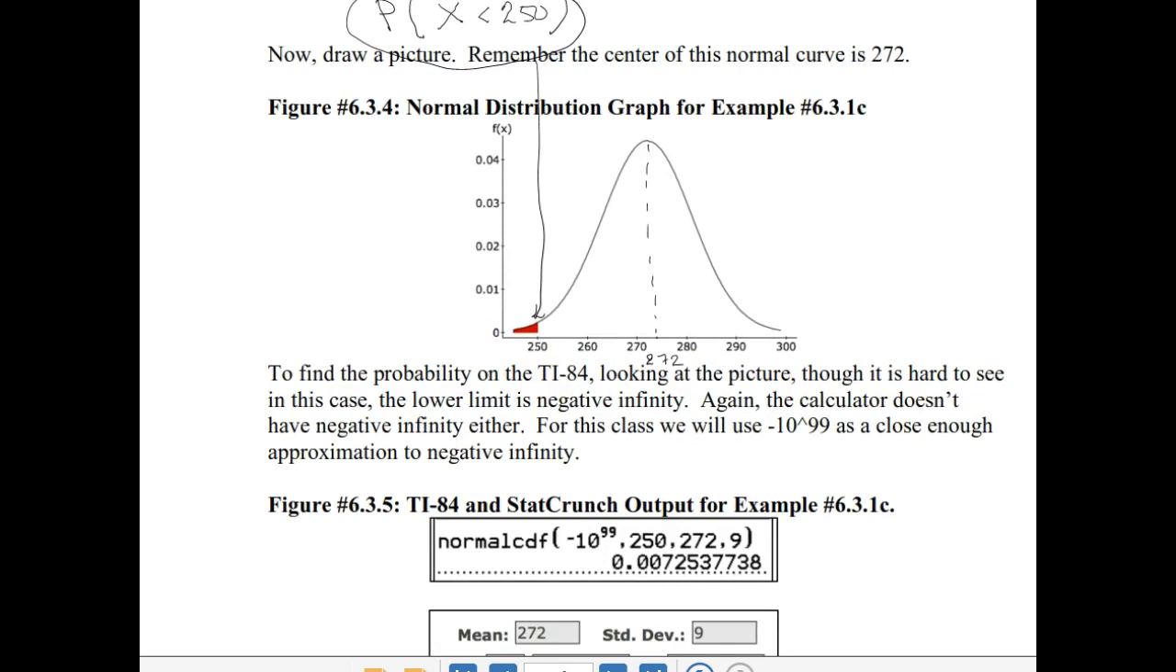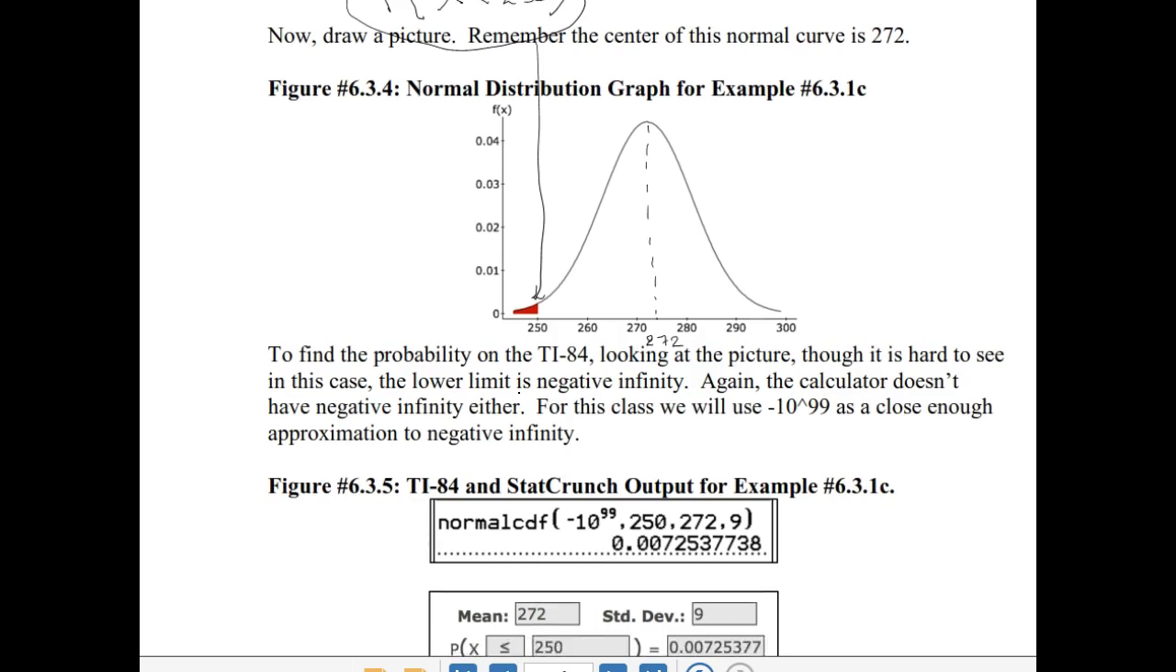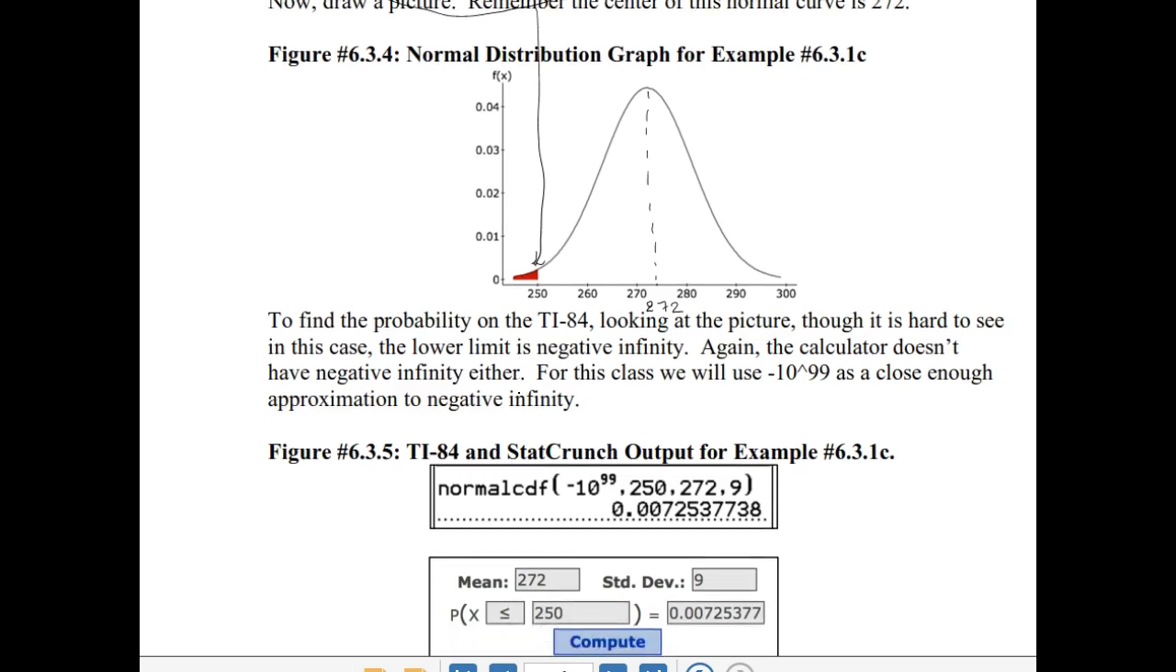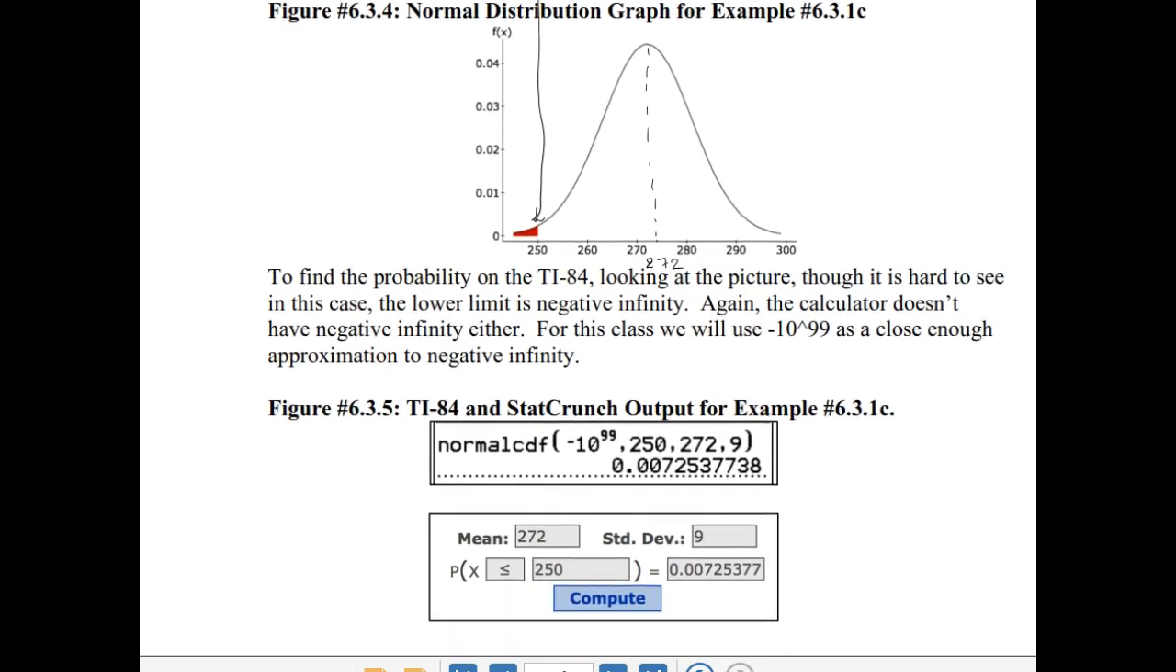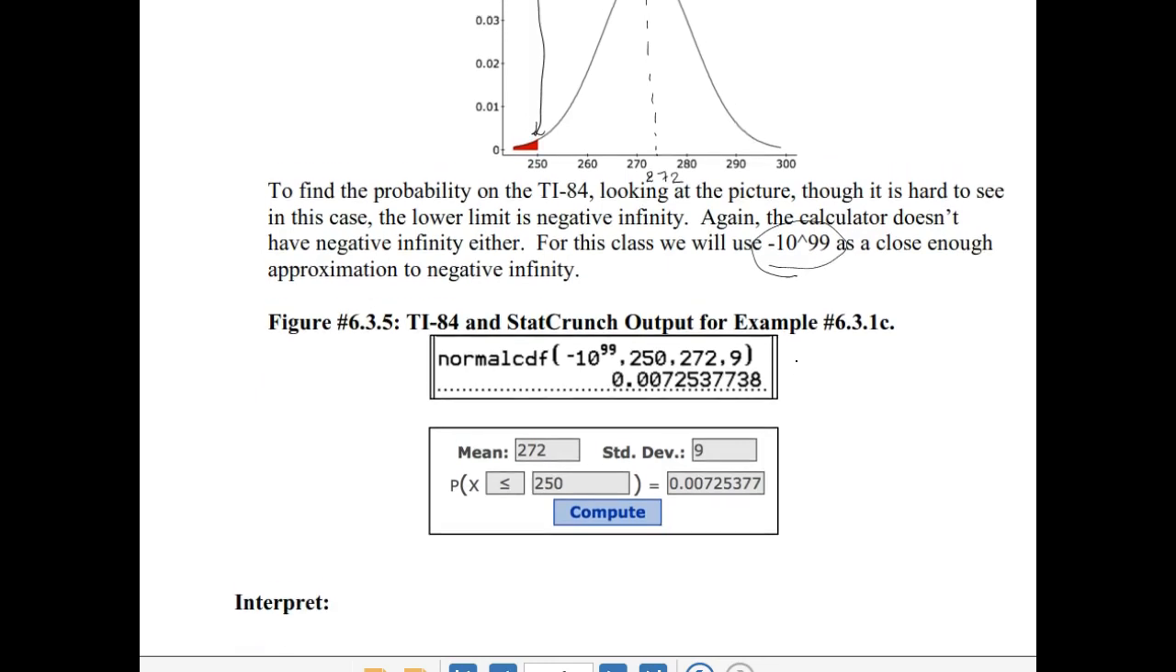So to find the probability on the TI-84, looking at the picture, though it's hard to see in this case, the lower limit is negative infinity. Again, we cannot have a pregnancy that lasts negative infinity days, but the mathematical model curve that we're using to approximate these probabilities extends from negative infinity to infinity. The calculator doesn't have a negative infinity key, so we're going to use negative 10 to the 99th power as our close enough approximation to that.